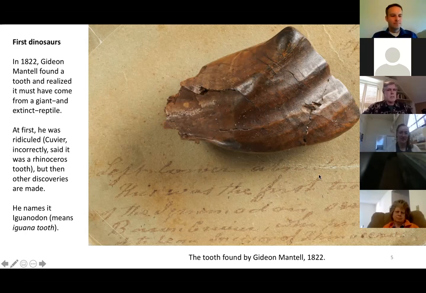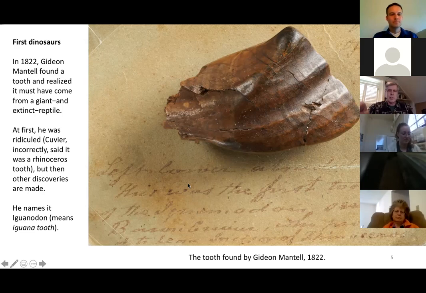Mantell, being a doctor, realized that it looked an awful lot like a tooth from an iguana, except if you scaled the iguana up for this tooth size, this tooth is about 2 inches long, incidentally, in real life, you would have a 40-foot iguana. And he named this hypothetical monster Iguanodon, which literally means iguana tooth. At first he was ridiculed. The other scientists all said, come on, giant iguanas. But he was borne out when other bones were discovered.